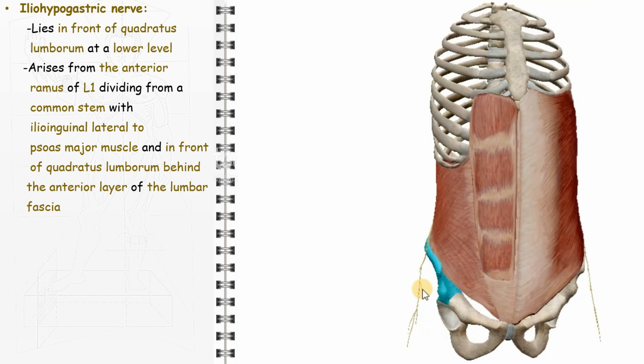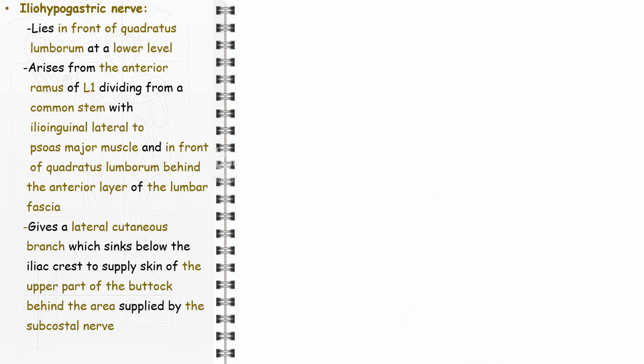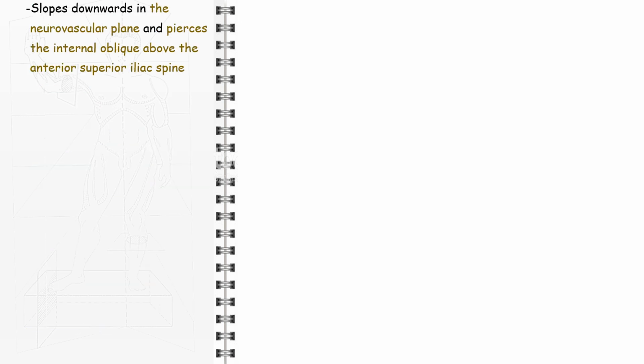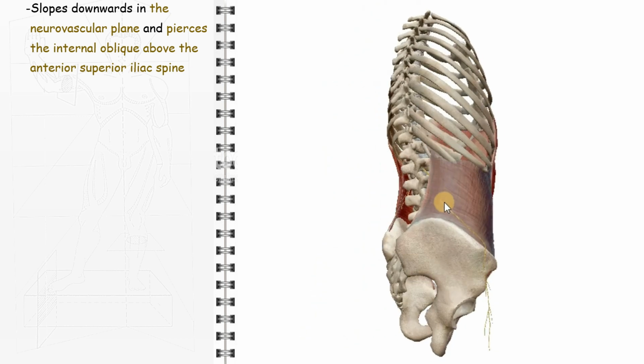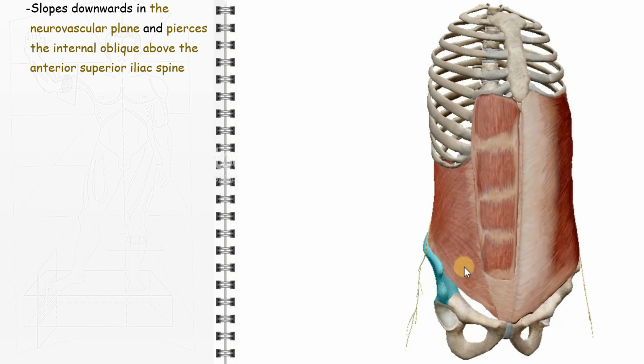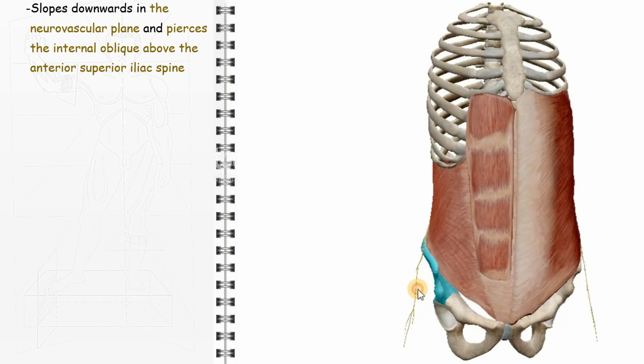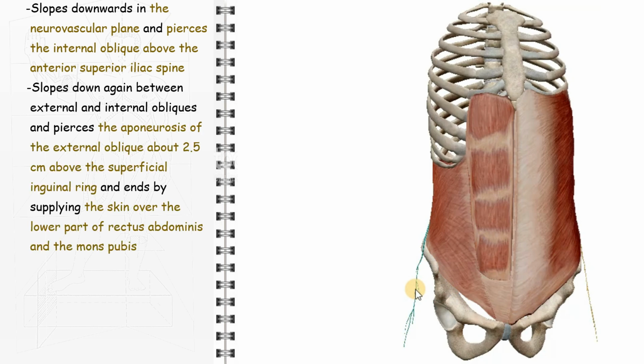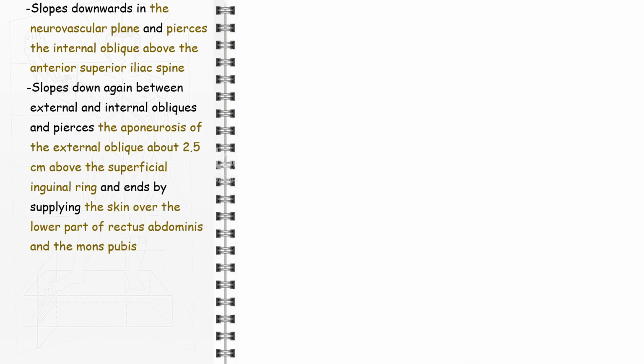It gives a lateral cutaneous branch which sinks below the iliac crest to supply skin of the upper part of the buttock behind the area supplied by the subcostal nerve. Then, it slopes downwards in the neurovascular plane and pierces the internal oblique above the anterior superior iliac spine, slopes down again between external and internal obliques and pierces the aponeurosis of the external oblique about 2.5 cm above the superficial inguinal ring and ends by supplying the skin over the lower part of rectus abdominis and the mons pubis.